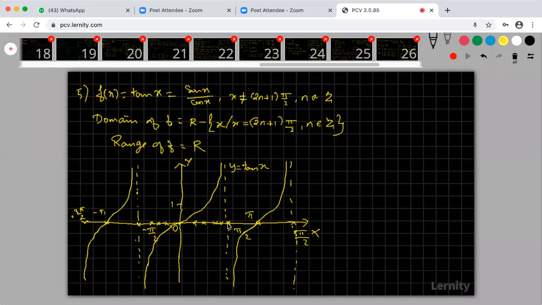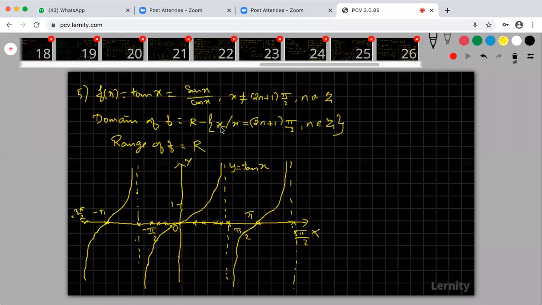At x equal to pi by 2, what is the answer? What is your tan x value? Undefined. Tan 90 is undefined. At x equal to 3 pi by 2, what is the answer? That is also undefined. At x equal to minus pi by 2, what is the tan value? That is also undefined. So therefore, these values are not in our domain.